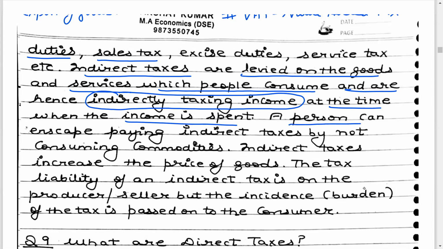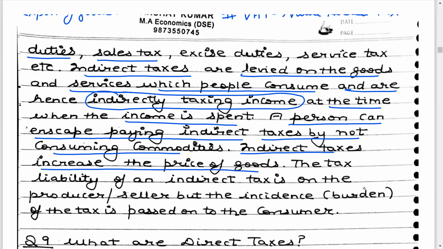So a person can escape paying the indirect tax by not consuming that commodity. You can get rid of the indirect tax by not buying the commodity on which the tax is imposed. And indirect taxes will increase the price of the goods. All of us know that taxes will always increase the price, because when a tax is imposed, you have to pay the price of that commodity. You also have to pay the tax on that. So taxes will always increase the price.